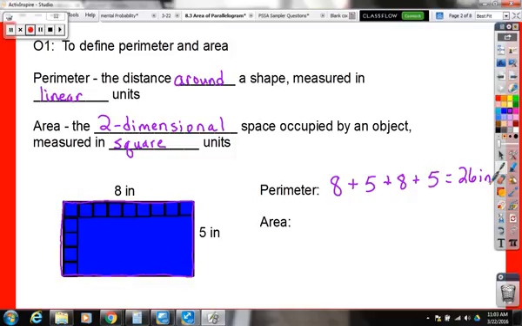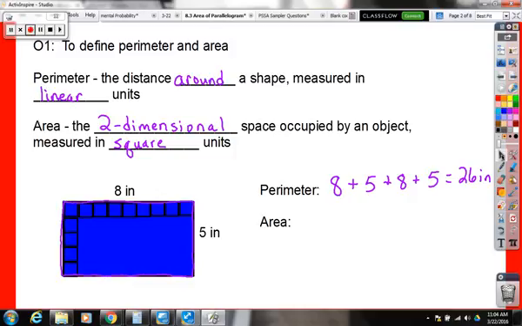Yes, go ahead. Okay, when we're finding area, we're interested in two-dimensional space. So these little squares that I've drawn on this rectangle, if we were to fill up this rectangle with these squares, each square is representing a square inch. So it's 1 inch all the way around. If I were to fill the whole thing up with those squares, how many squares would I have?